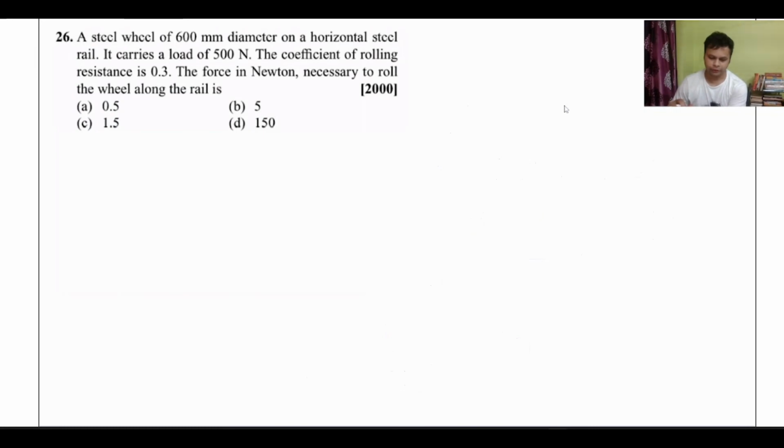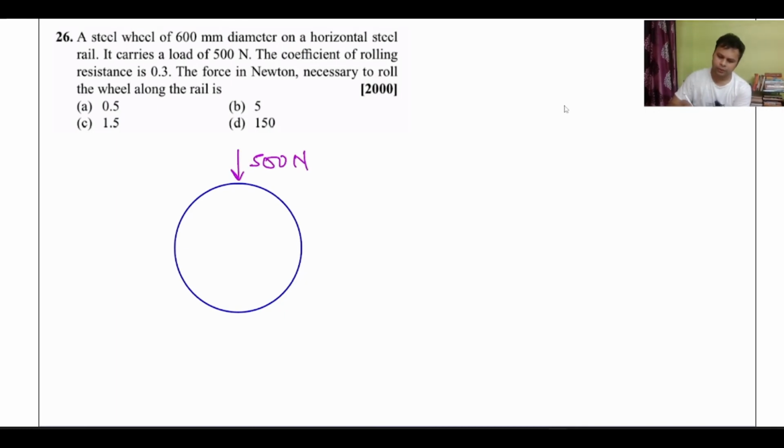Question number 26. A steel wheel of 600 mm diameter on a horizontal steel rail carries a load of 500 Newton. The coefficient of rolling resistance is 0.3, mu r equal to 0.3. The force in Newton necessary to roll the wheel along the rail is.